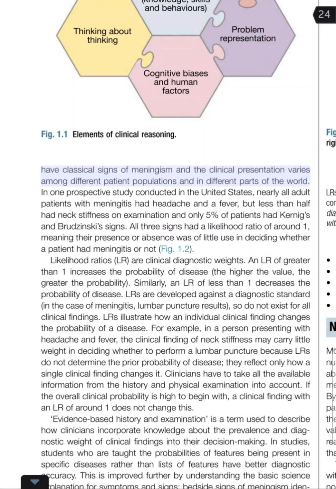In one prospective study conducted in the United States, nearly all adult patients with meningitis had headache and a fever, but less than half had neck stiffness on examination and only 5% of patients had Kernig's and Brudzinski's signs. All three signs had a likelihood ratio of around 1. Meaning their presence or absence was of little use in deciding whether a patient had meningitis or not.